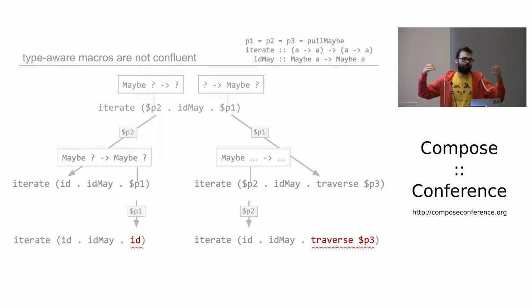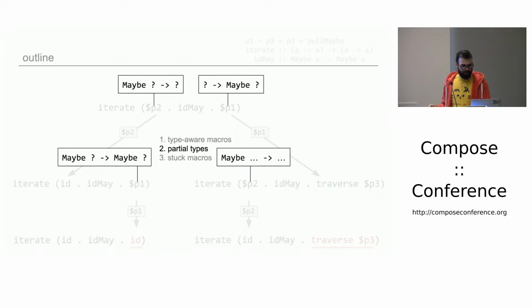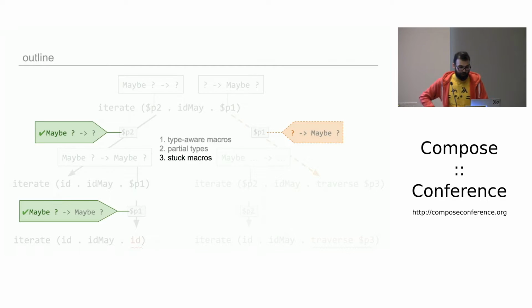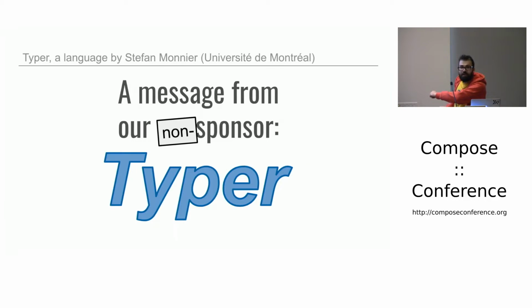It's because of these partial types that the macro makes the stupid decisions early if we try to expand it when we don't yet have enough information. All right, so that's the problem. How do we fix that problem? Using stuck macros. So I will explain what stuck macros are after this message from our sponsor.